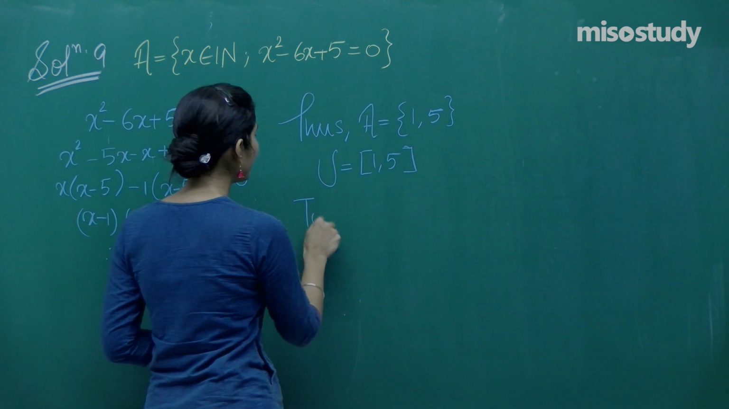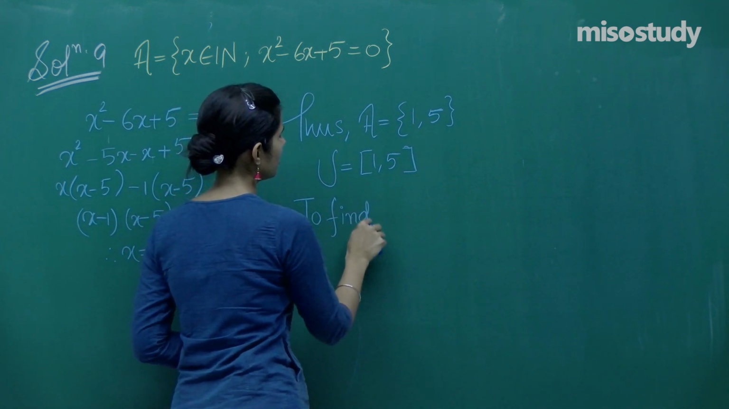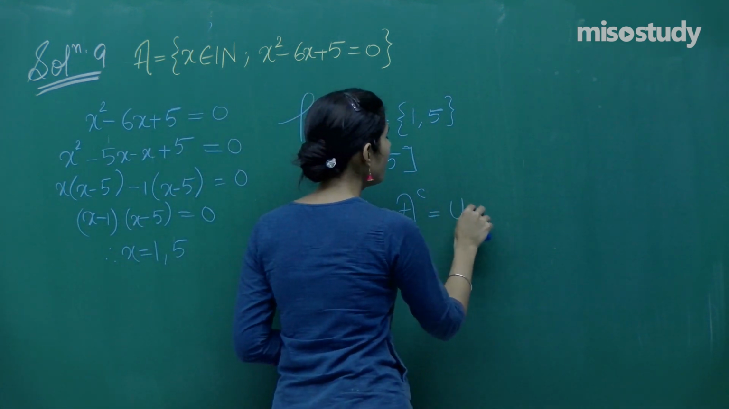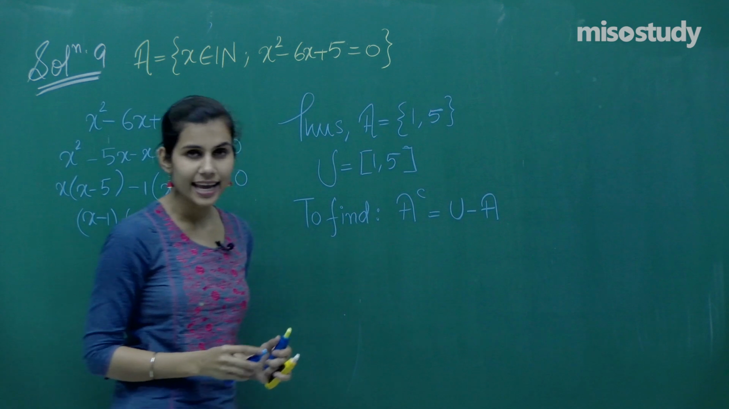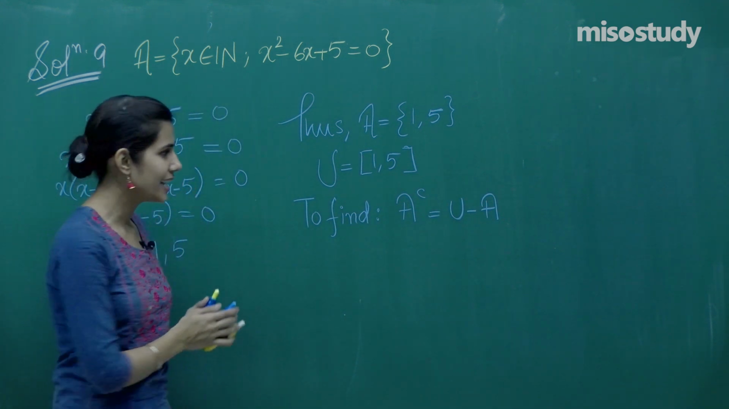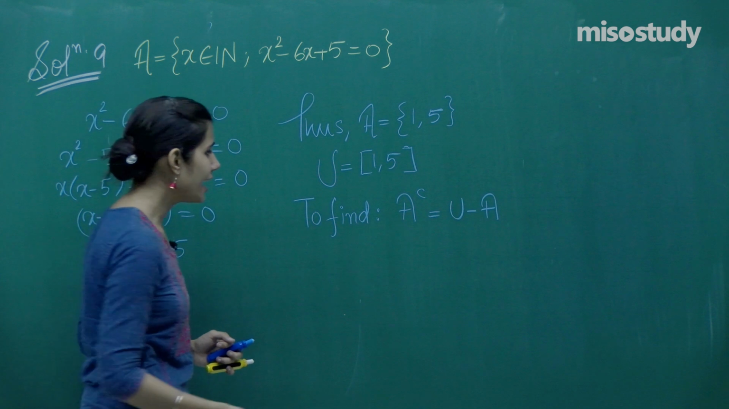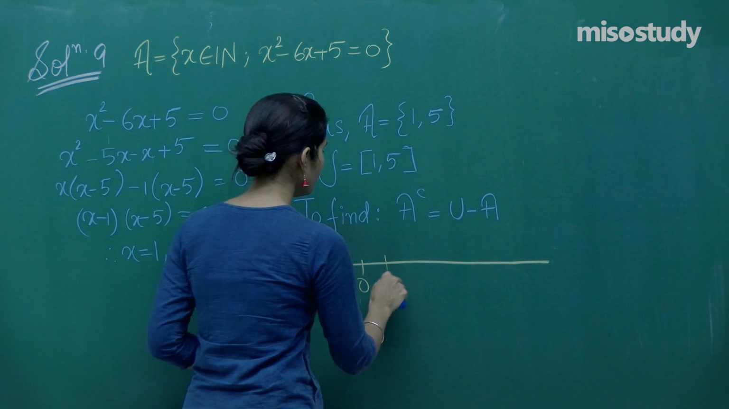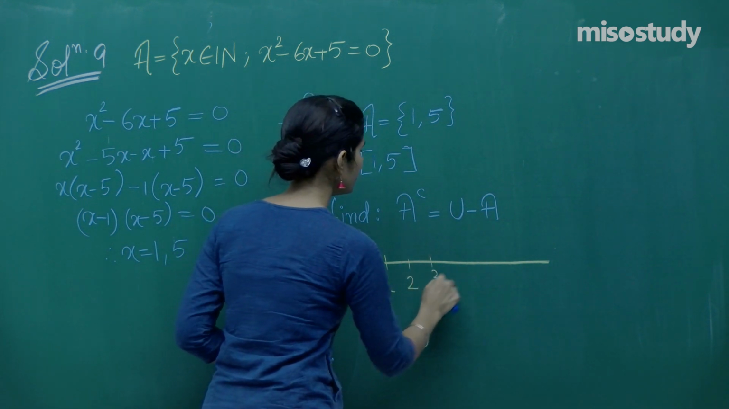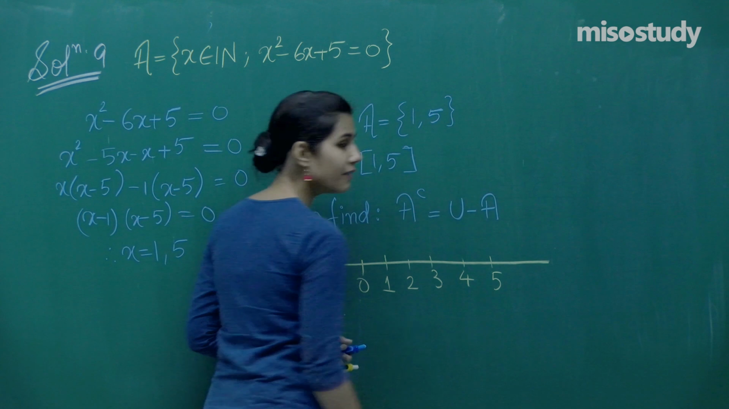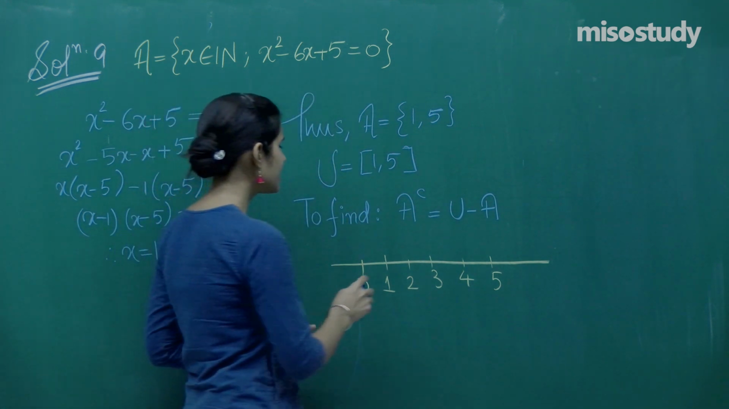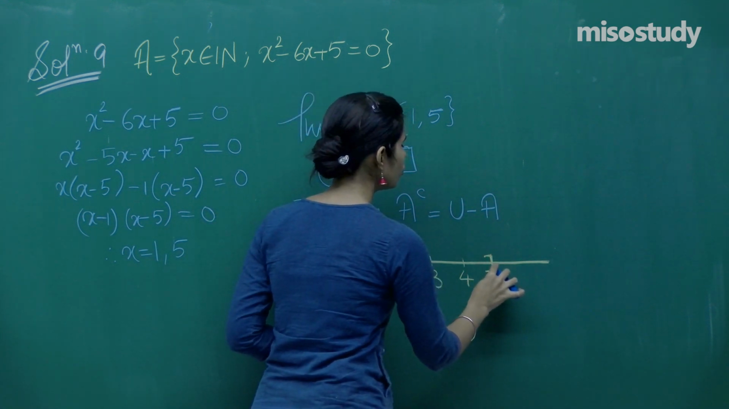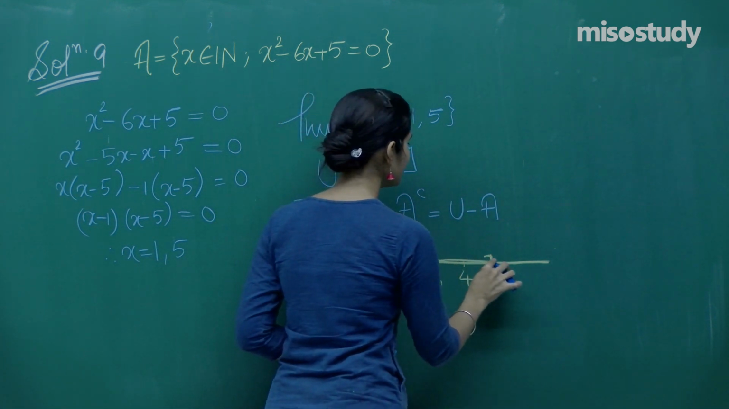and I have to find A complement, which means from U I have to subtract A and see what I am getting after doing that. Let me draw a small number line before you. Suppose this is 0, this is 1, 2, 3, 4 and 5. My universal set is including 1 to 5, this entire portion.